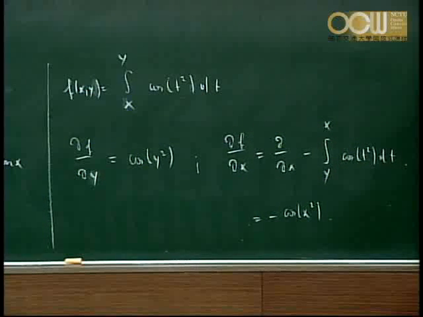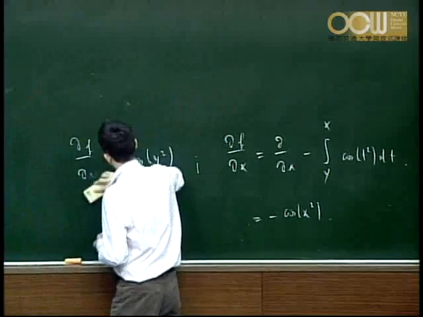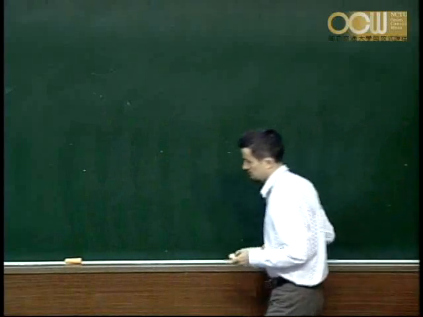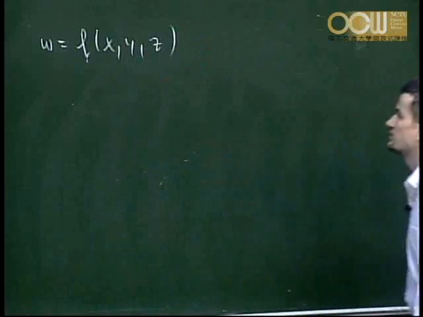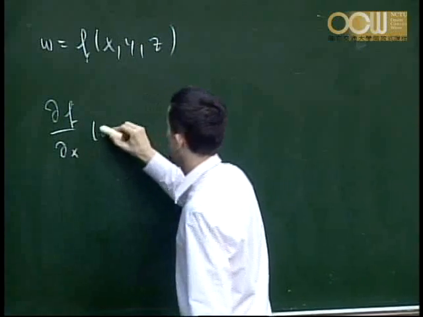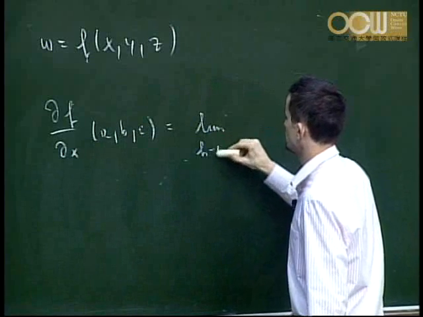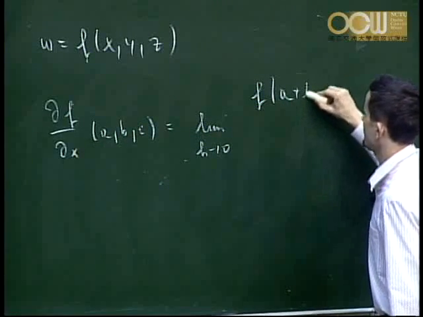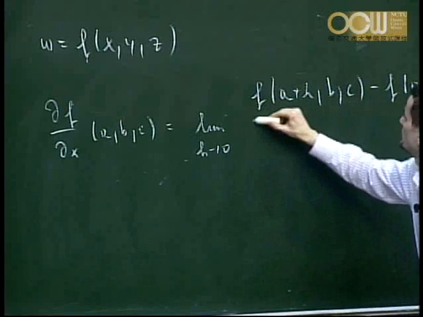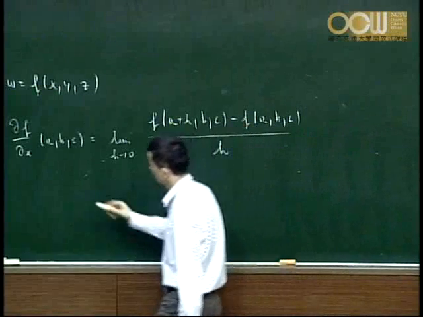Now, how about functions of more than two variables? Functions of three variables. Of course, for such functions, you can define partial derivatives as well. For instance, the partial derivative with respect to x at some point a, b, c is defined as the limit as h tends to 0 of f of a plus h, b, c minus f of a, b, c over h. So similar definition, and similar for the other partial derivatives.